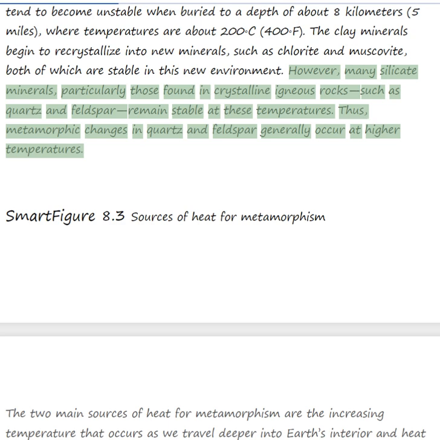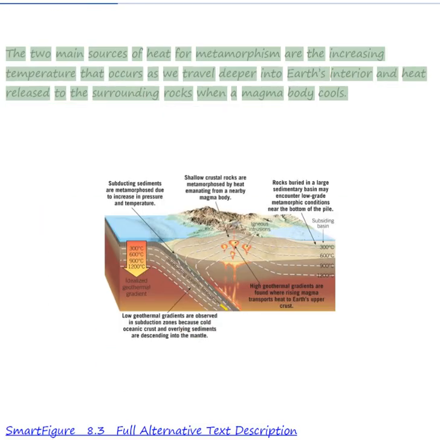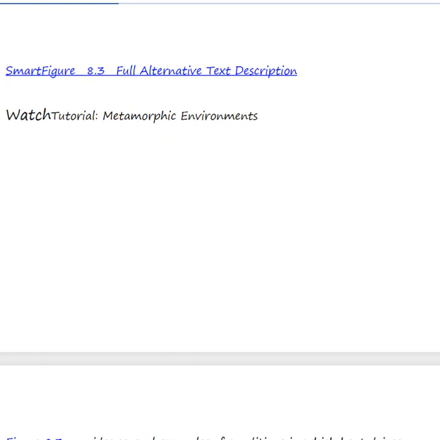Thus, metamorphic changes in quartz and feldspar generally occur at higher temperatures. Smart Figure 8.3: Sources of heat for metamorphism. The two main sources of heat for metamorphism are the increasing temperature that occurs as we travel deeper into Earth's interior and heat released to the surrounding rocks when a magma body cools.